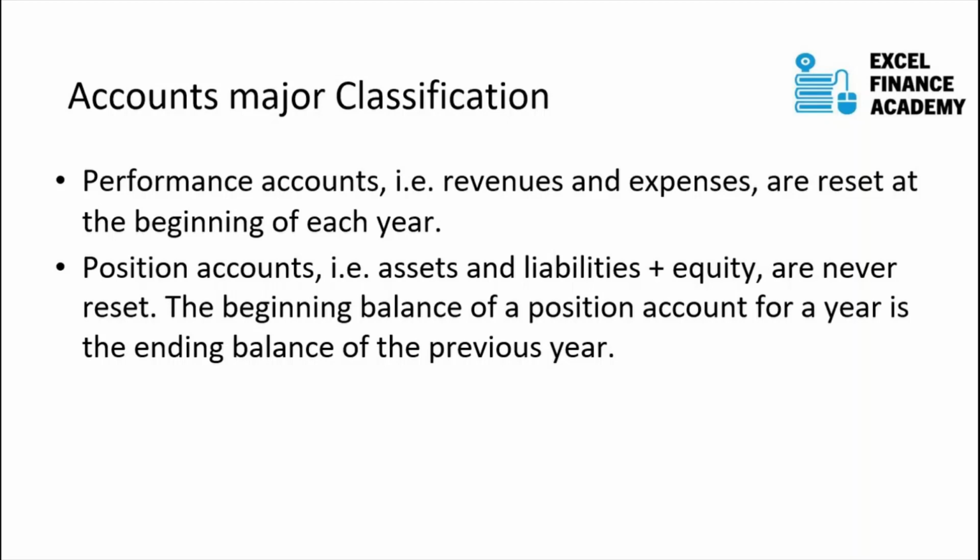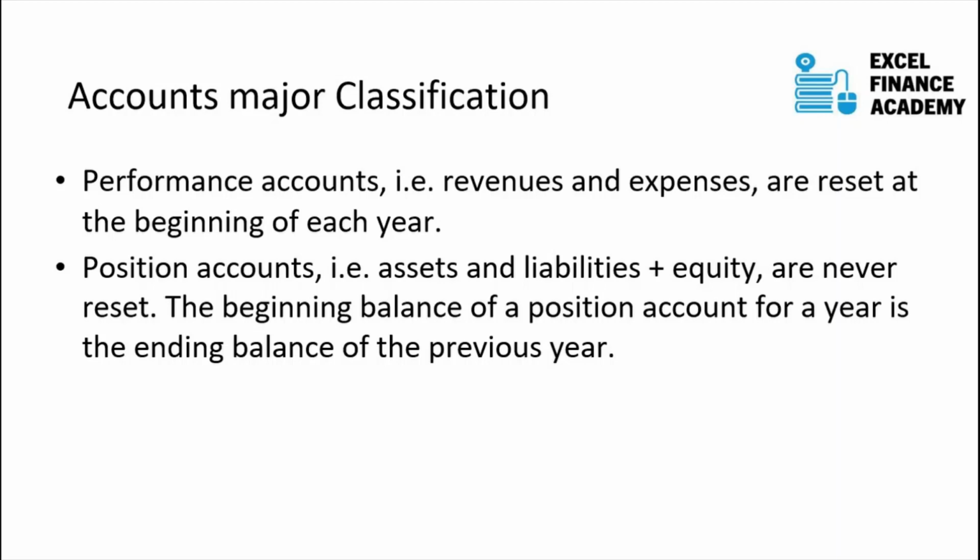Then we have position accounts. They will tell you your exact current position: how much money you owe, how much money you own, meaning the total value of your assets. So mostly assets and liabilities. We divide all the accounts into these four categories: performance, which is revenue and expenses, and position, which is assets, liabilities and equity.